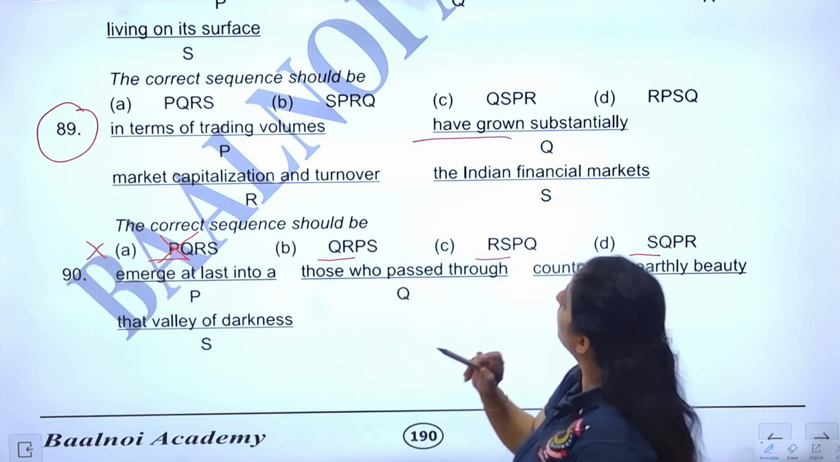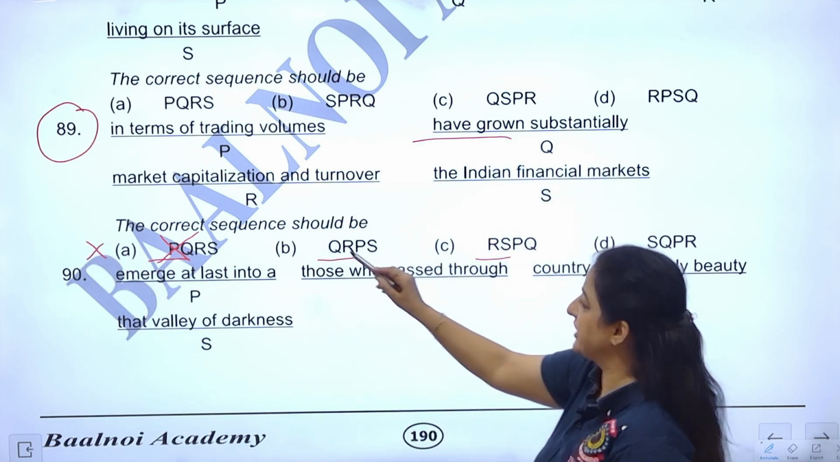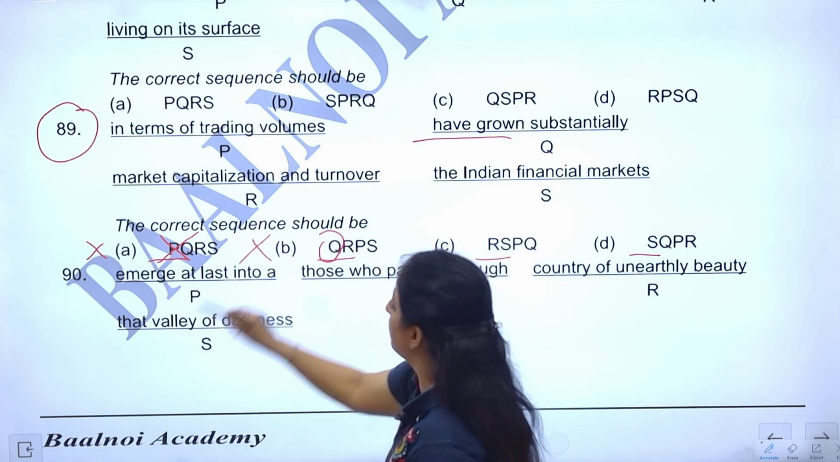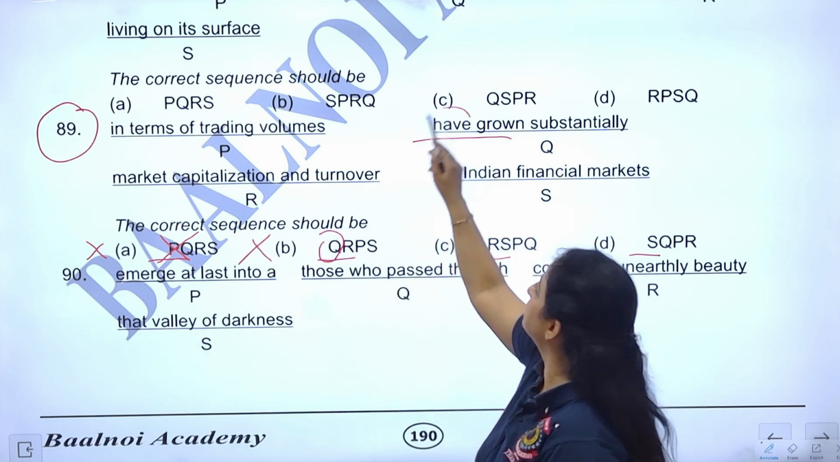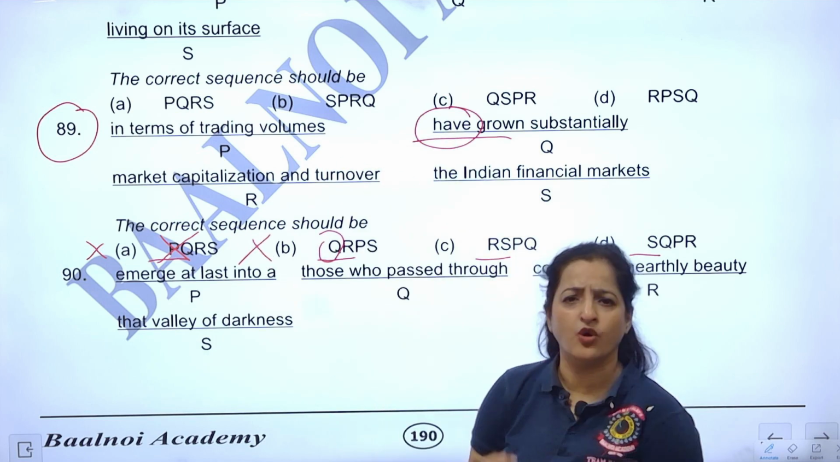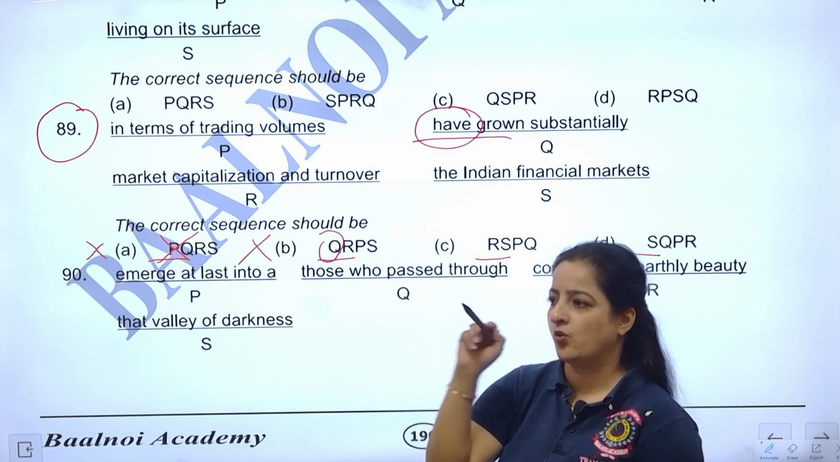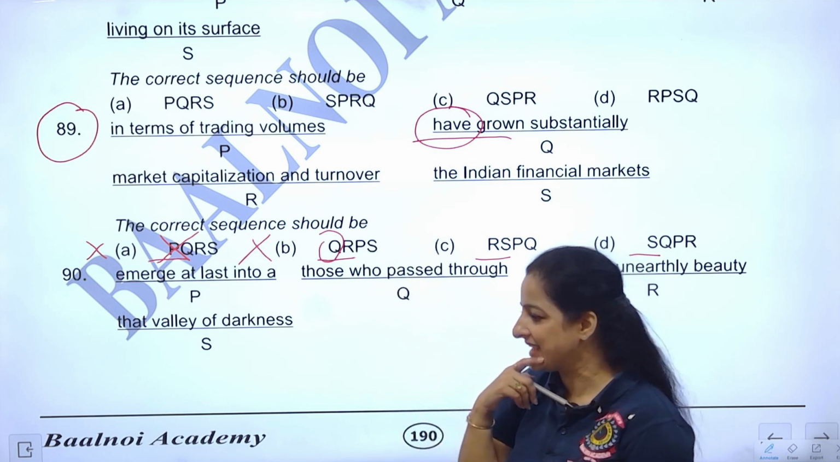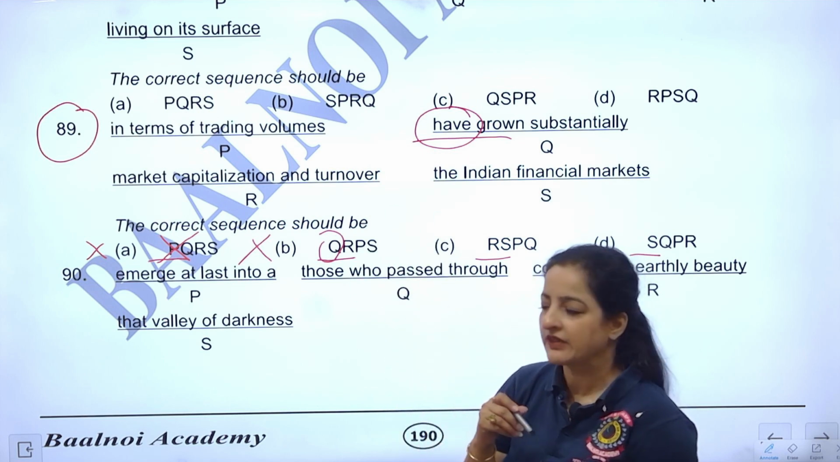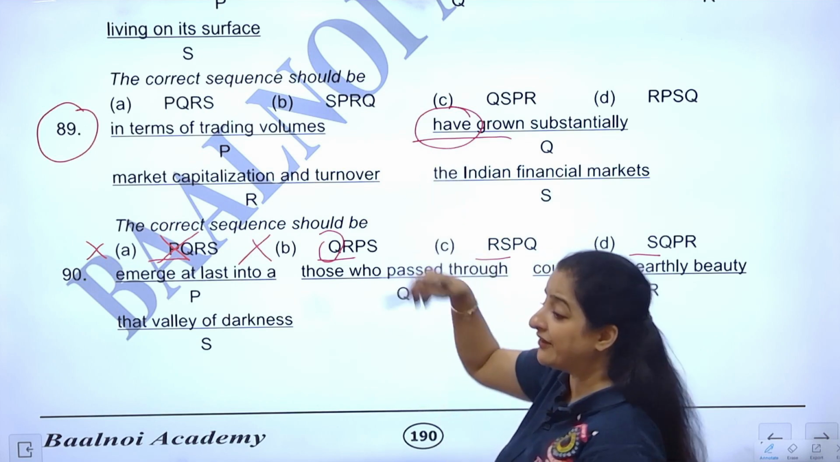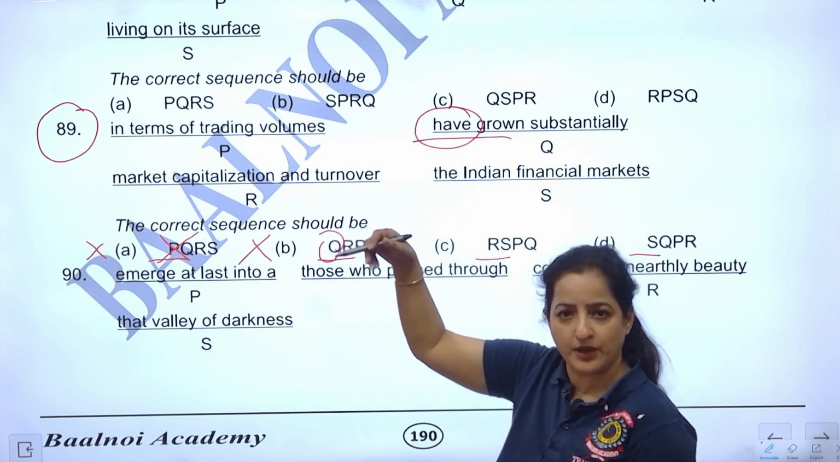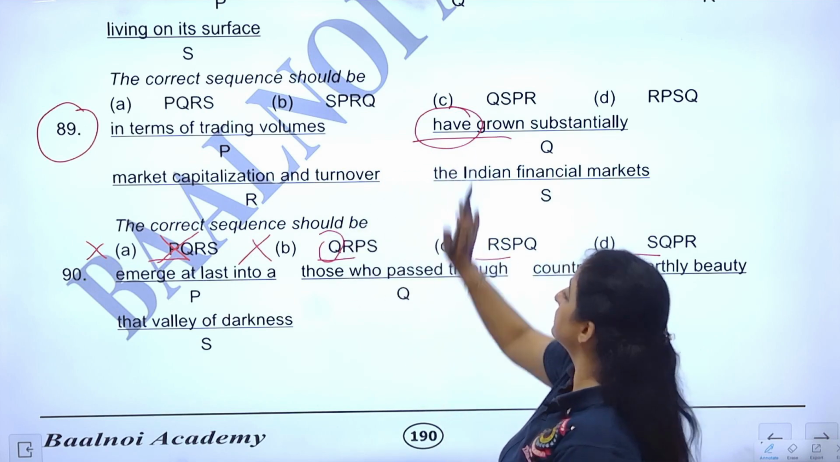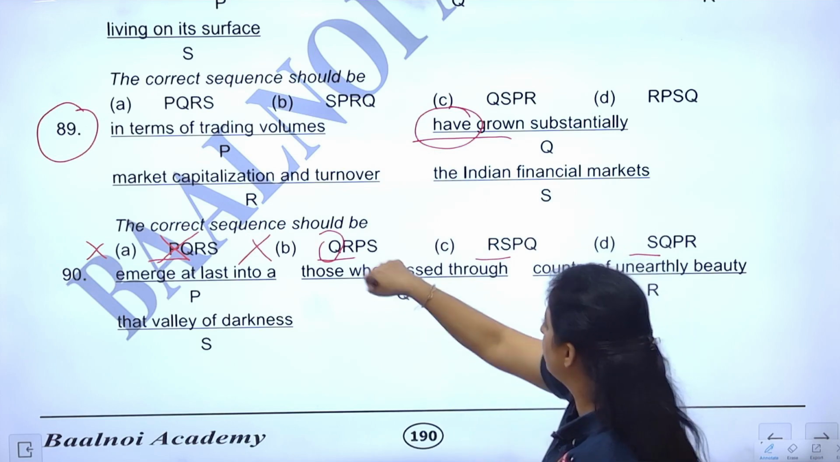Let's read Bravo. Have grown substantially. This will be ruled out right here. Can we begin sentences with a verb? No, we cannot, unless it is a question or unless it is an order. It should be a question also, like: Have you arrived? Have you come here? And it is not a question over here. Okay, so we rule out Bravo.